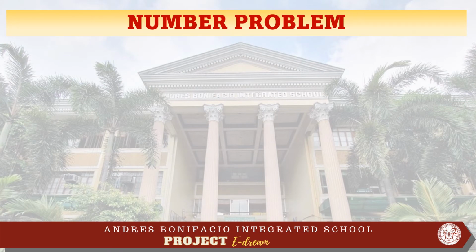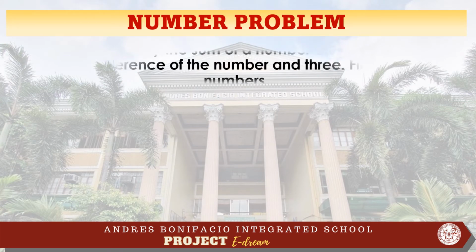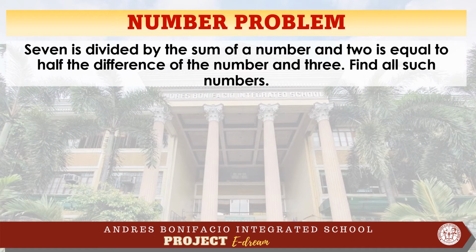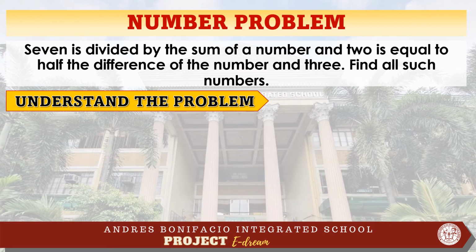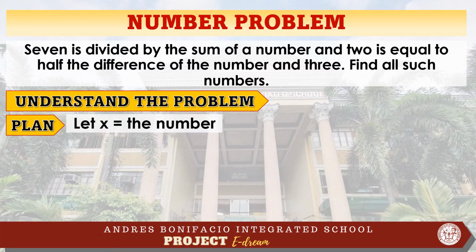Now, let's have a number problem. 7 divided by the sum of a number and 2 is equal to half the difference of the number and 3. Find all such numbers. So understand the problem. We are looking for the two numbers that satisfy our number problem. So plan it out. Let x be the number.